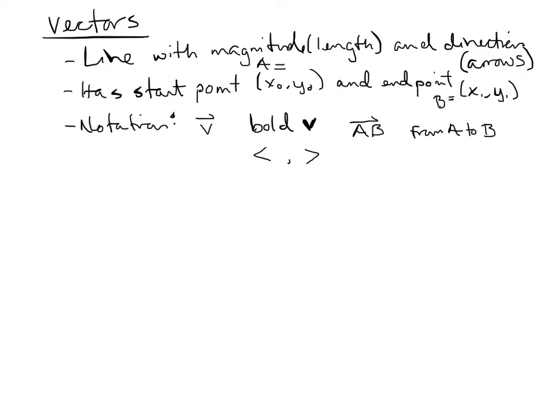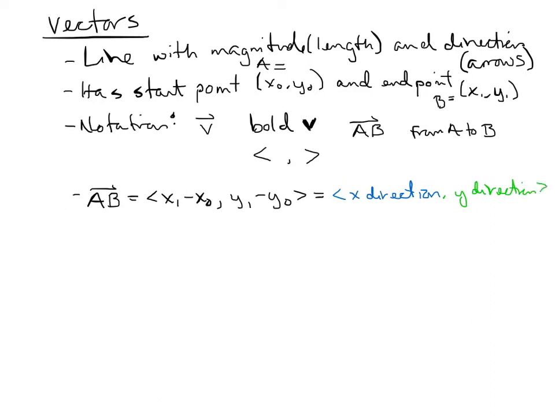And so if we go to find the vector from A to B, we could do this by taking x1 minus x naught and y1 minus y naught. And what this gives us is an x direction for the x component and a y direction in the y component.